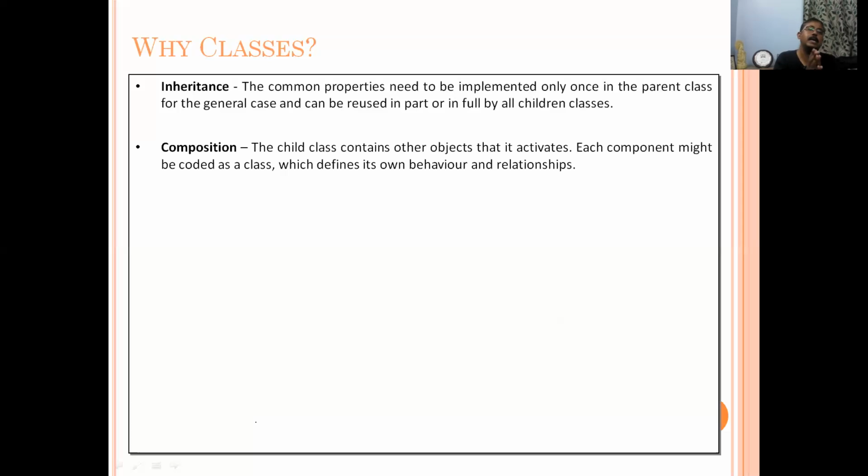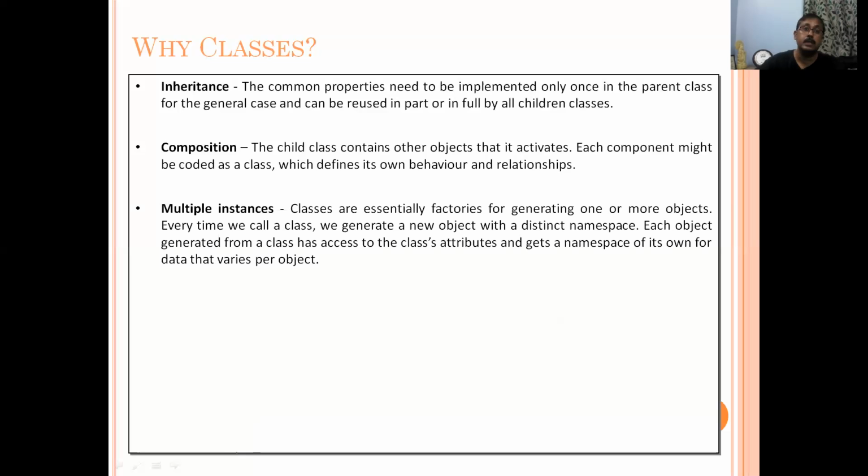So one child class you can create inheriting from multiple parent classes, and the child class behaves as a container of the different parent classes coming together and composing a new class, right? Which has a distinct behavior and a relationship, right? So that kind of a composition using different parent classes can be done using the concept of classes.